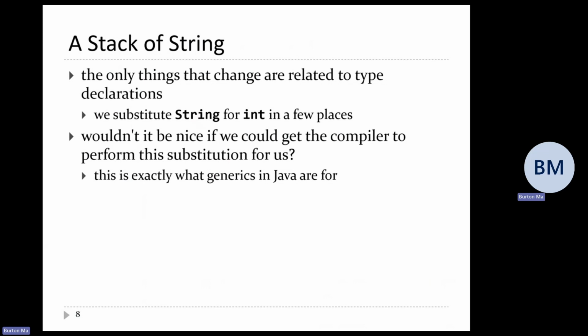Wouldn't it be nice if we could get the compiler to do this for us? The compiler ought to be able to do this. You ought to be able to program a machine to do this for you. All you're changing are some types. And that's exactly what generics are for in Java. We're going to get the compiler to fiddle with the types for us to produce a stack that can hold any specified kind of element.